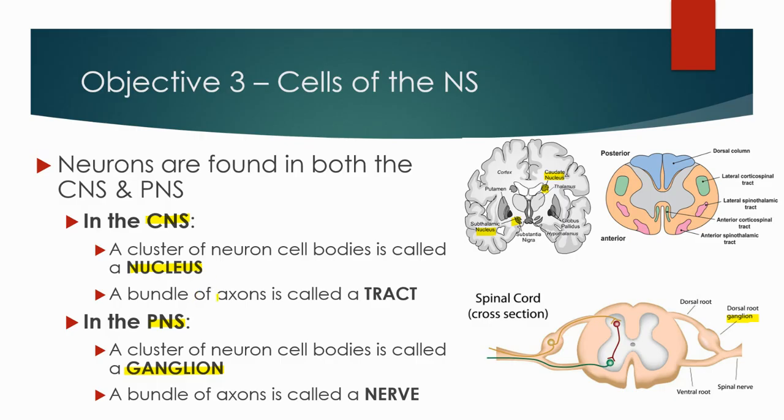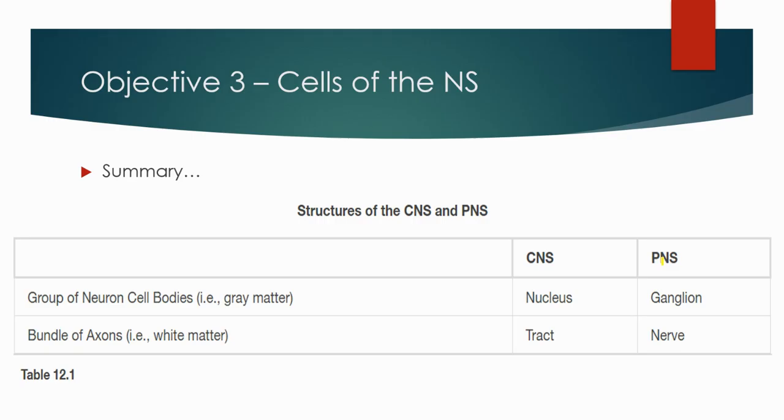The same can be said for the axons. Okay, you're going to have bundles of axons, which are going to make up that white matter. In the central nervous system, we call them tracts, like you can see up here. But in the peripheral nervous system, we call them nerves. And so once again, same kind of structure, but just different division of the nervous system. So this kind of just summarizes what we just talked about. You've got your gray matter and your white matter, and then what we call them, whether they are in the central or the peripheral nervous system.